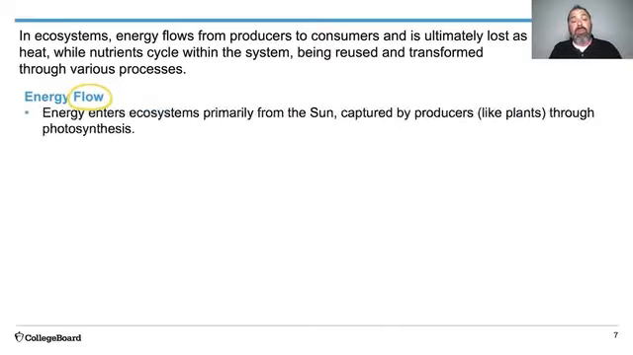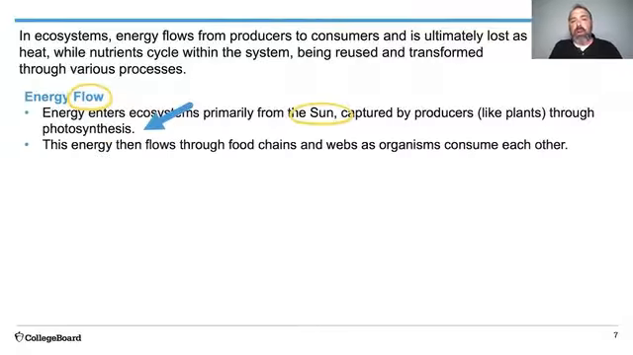So energy flows. Energy enters ecosystems primarily from the sun, captured by producers like plants through photosynthesis. And so there's our sun, right? And photosynthesis, you learned about this probably in Unit 3. This energy then flows through food chains and webs as organisms consume each other. So as they're eating each other, this energy is making its way up through the food web. So again, there's that idea of a flow.